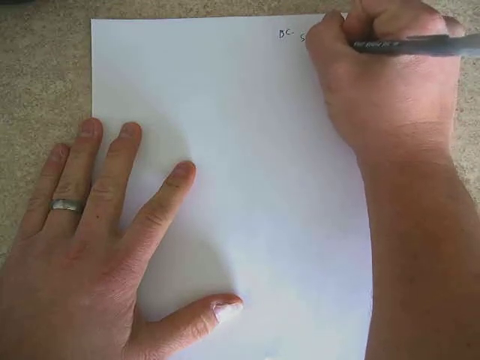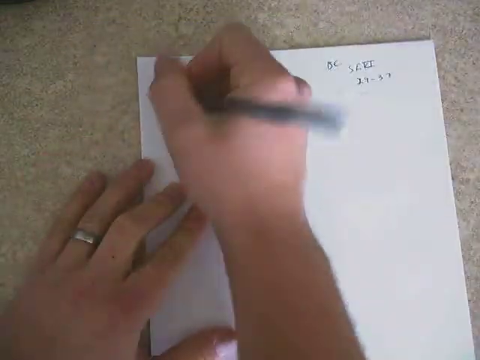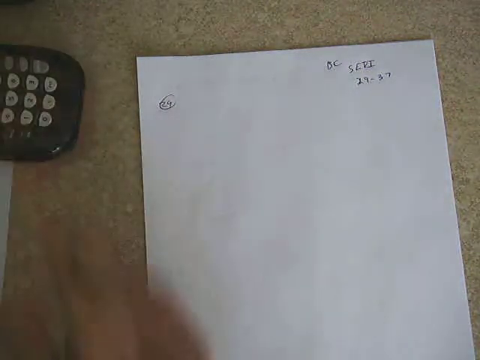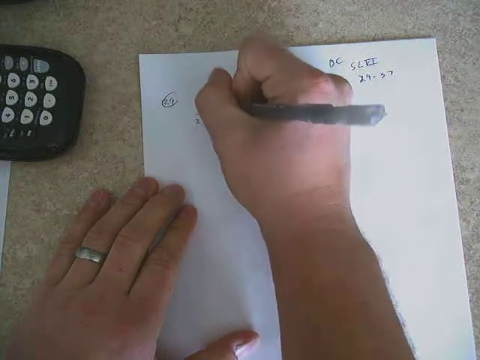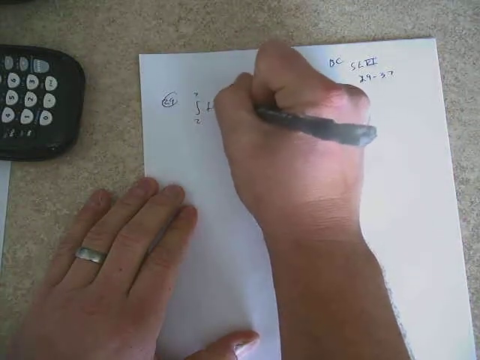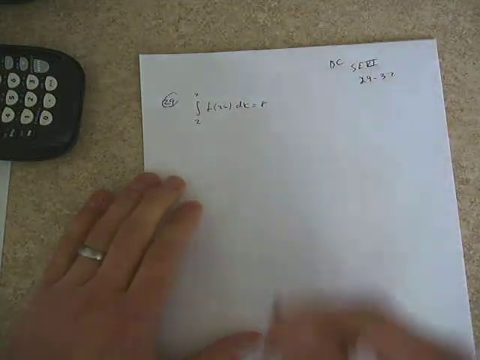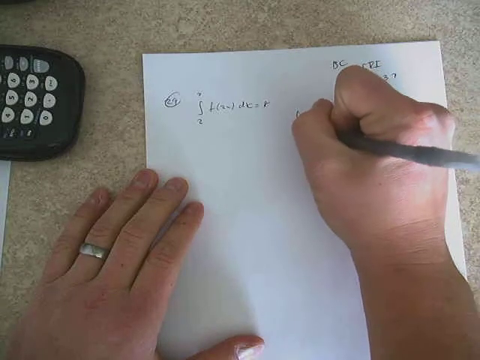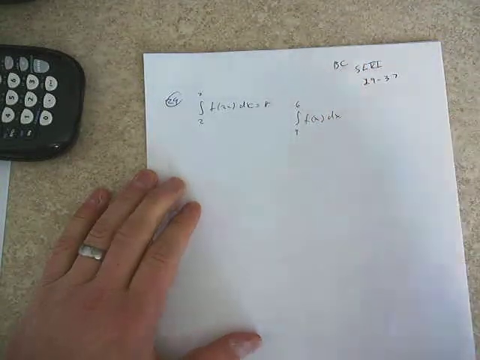Sample exam 6, 29 through 37. And number 29, we have a continuous function. It says let f be a continuous function such that the integral from 2 to 3 of f of 2x dx is equal to 8. And ultimately what we want to know is what's the value of the integral from 4 to 6 of f of x dx.